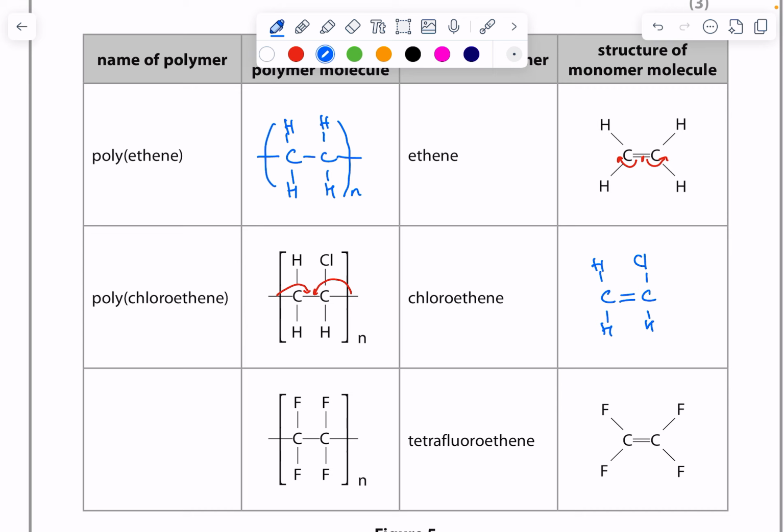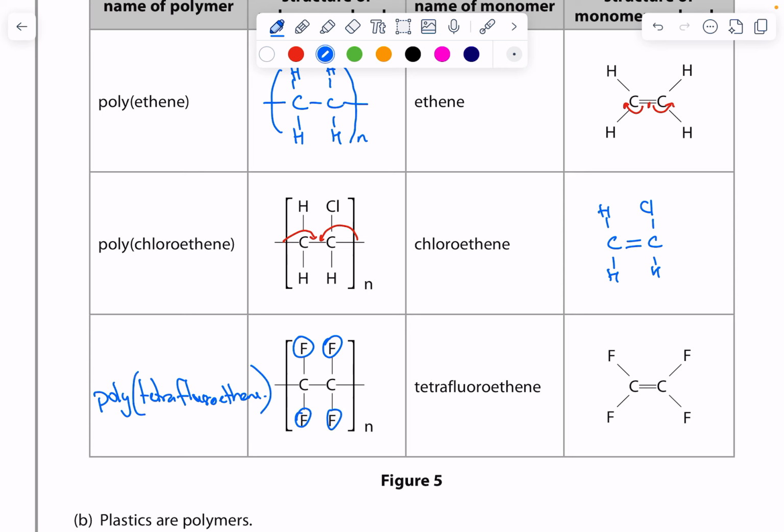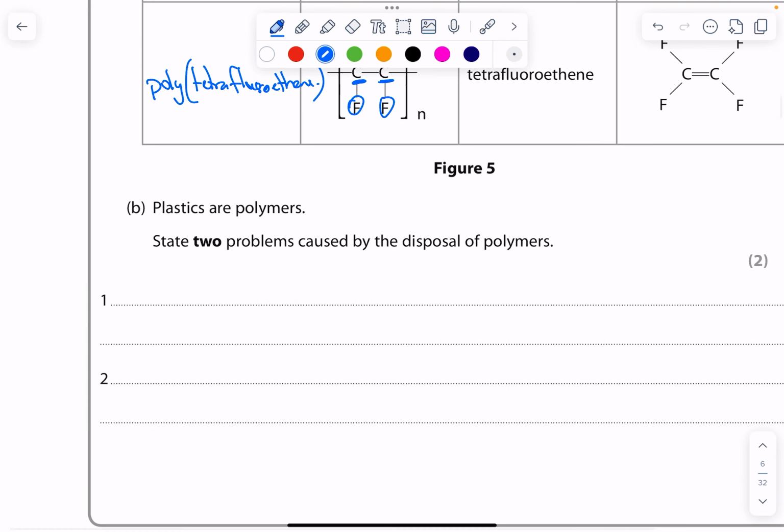And this one is name of the polymer. So this is called poly tetrafluoroethene. Tetra because there's 1, 2, 3, 4 fluorines, and it's ethene because there's two carbons in the structure. There's one mark for each of the answers we've put together.